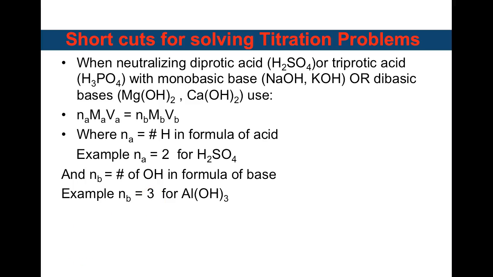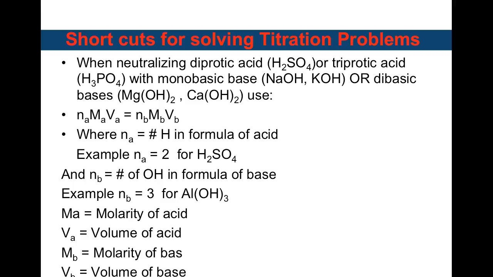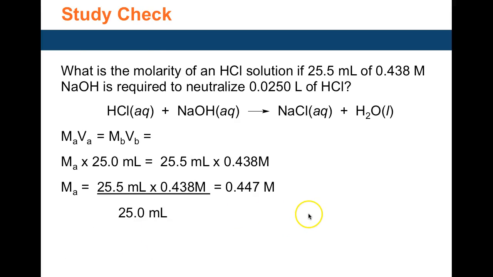Okay, so you don't even have to bother to balance the reaction. You can just use the formulas and do this. Ma is the molarity of acid, Va the volume of acid, Mb the molarity of base, and Vb the volume of base. Then just use the numbers given and plug and chug. So for that reaction I talked about, 25.5 ml of 0.438 molar NaOH is required to neutralize 0.0250 liters of HCl. So using MAVA equals MBVB.